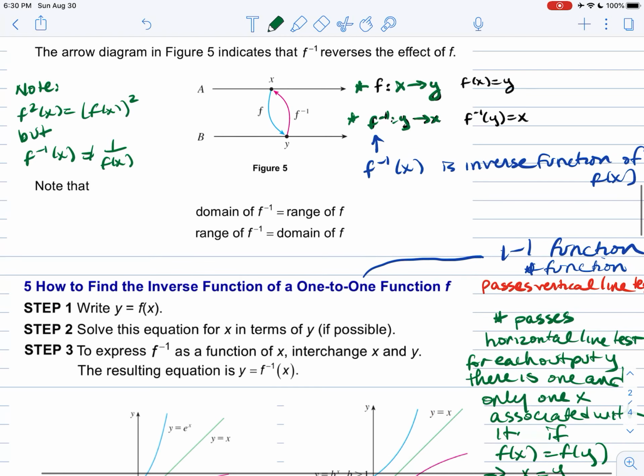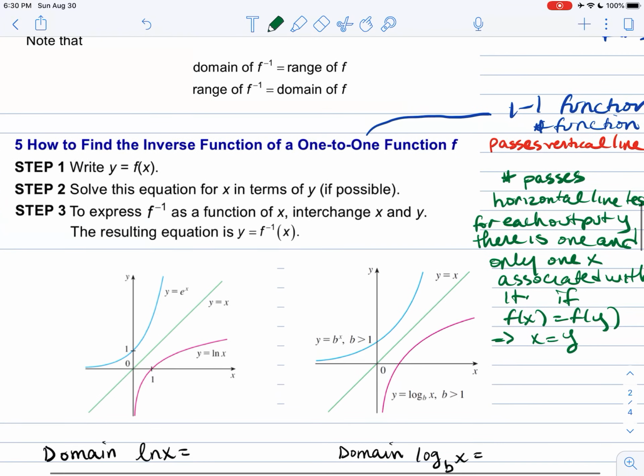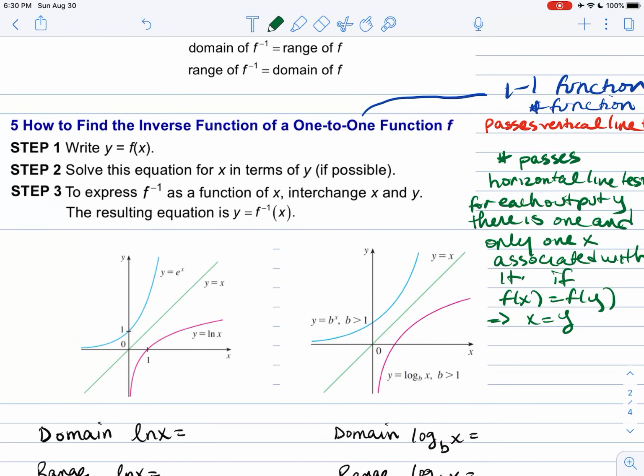So this tells us that the domain of your inverse function is going to be the range of your original function, and the range of your inverse function is going to be the domain of your original function because they undo each other. You just swap sets. Good? So we move on to, well, how do we find the inverse function if we're given a function? So these are our steps.